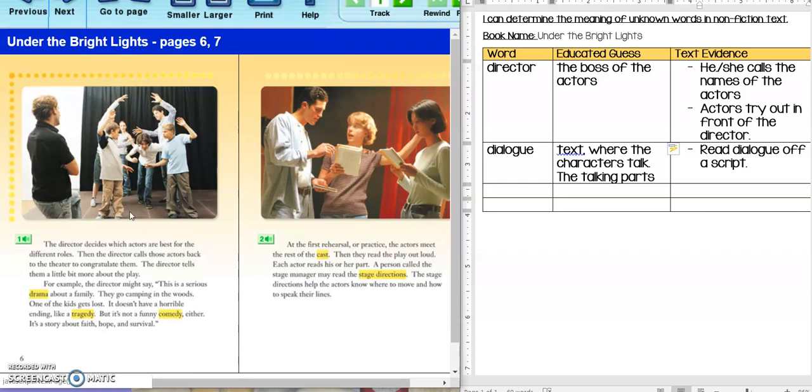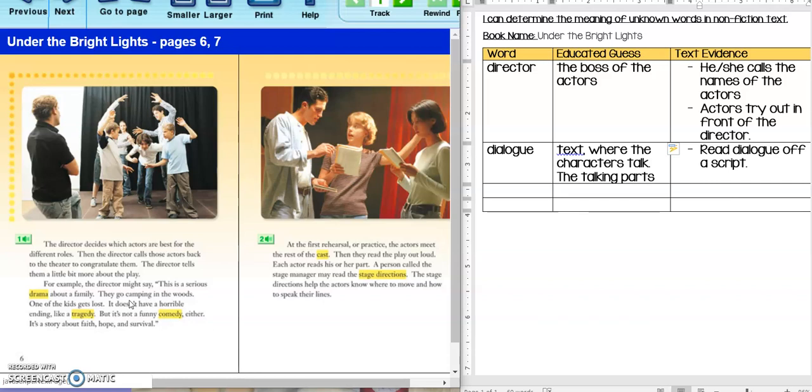The director decides which actors are best for different roles. Then the director calls those actors back to the theater to congratulate them. The director tells them a little more about the play. For example, the director might say, "This is a serious drama about family." I don't know what drama means. They go camping in the woods. One kid gets lost, and it doesn't have to be a horrible ending like a tragedy, but it's not a funny comedy either. It's a story about faith, hope, and survival.